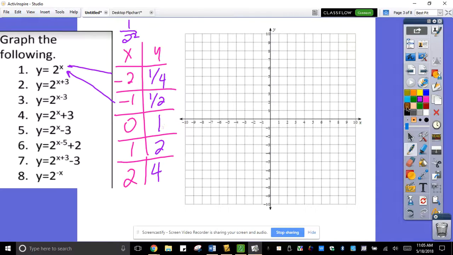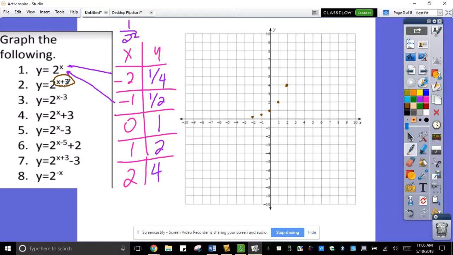So you start plotting those points approximately. And that's the graph of your parent function. This one here. Now, number 2, 2 to the x plus 3. There's a movement of x plus 3. Where do we go? Left or right, up or down?